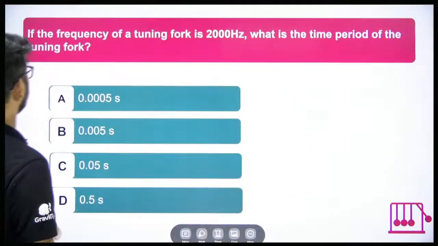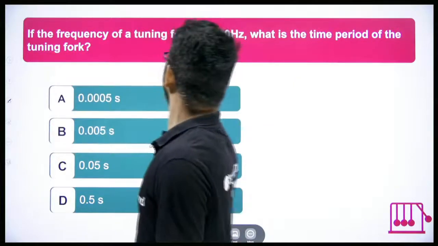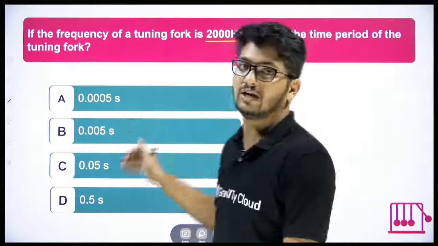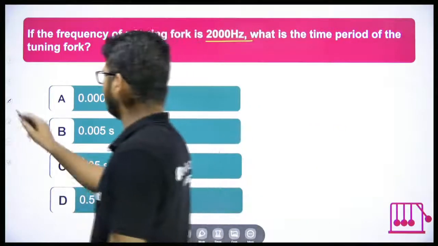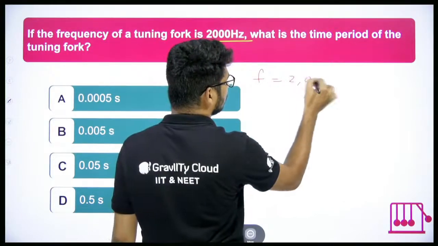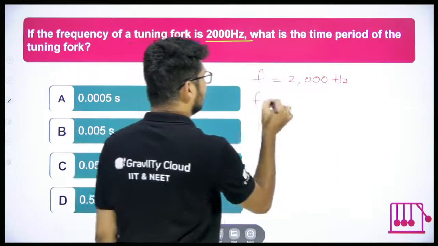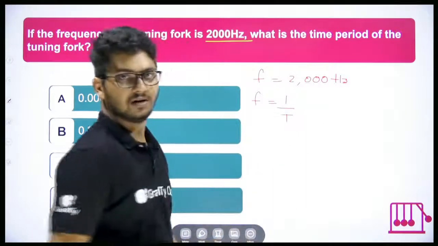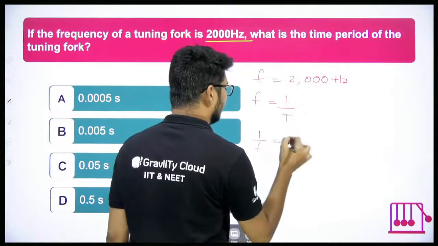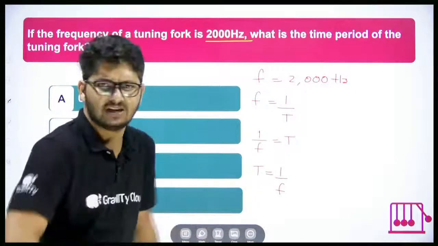Okay. So we have a simple question here. If the frequency of a tuning fork is 2000 Hertz, frequency is given, what is the time period of the tuning fork? Now how will we do it? Very simple, straightforward question. Given information, frequency is 2000 Hertz. What we have to calculate is time period. What is the formula? Frequency is equal to 1 by time period. If you do the reciprocal on both the sides, what will you get? You will get 1 by F is equal to time period, or time period is equal to 1 by frequency. You can just interchange them, it's fine.